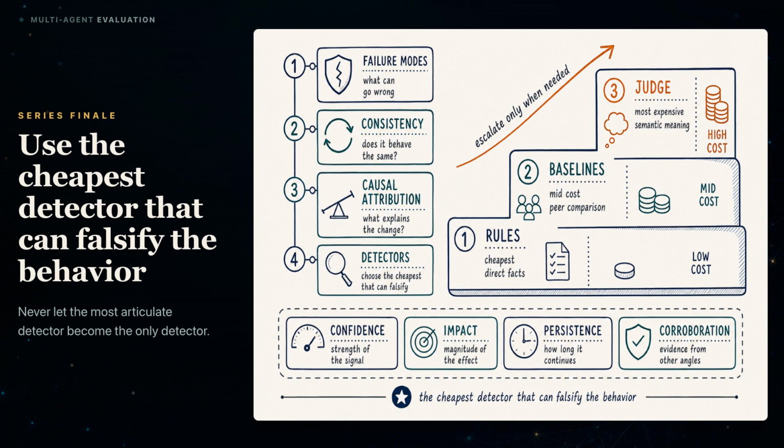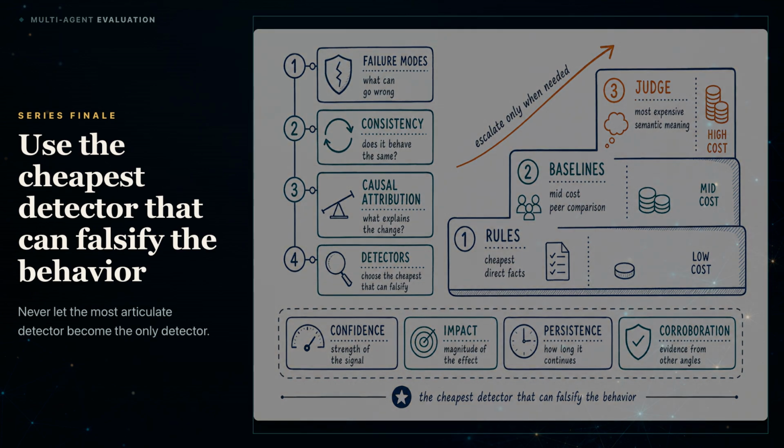This closes the multi-agent evaluation series. We started with failure modes, moved through behavioral consistency and causal reconstruction, and finished by matching each question to evidence it can support. The operating principle is simple. Use the cheapest detector that can falsify the behavior, then escalate according to confidence, impact, persistence, and corroboration. Never let the most articulate detector become the only detector.